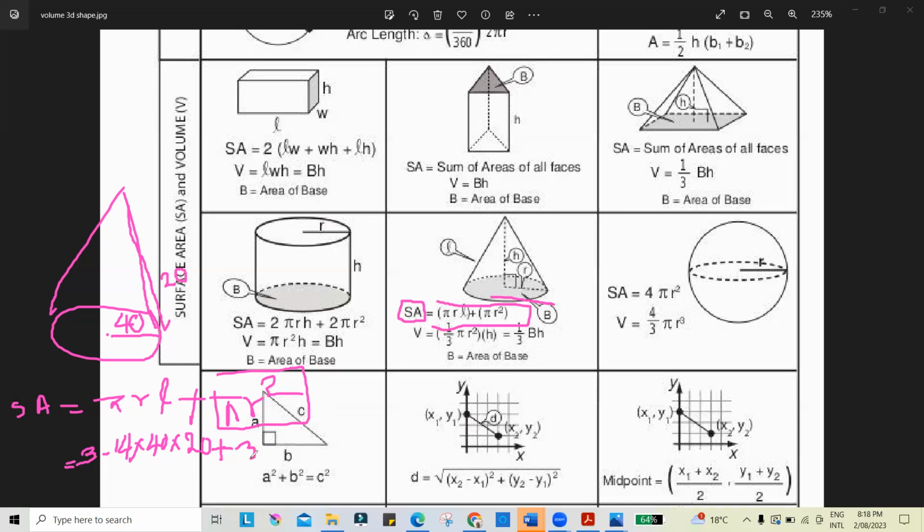π means again 3.14. r squared means 40 squared, right? Then 40 squared means 40 times 40. It's a little bit of calculation there. Oh wait, 40 times 40 is 800. No, 40 times 40 is 1,600. Times 3.14, right? That is, you can write it.